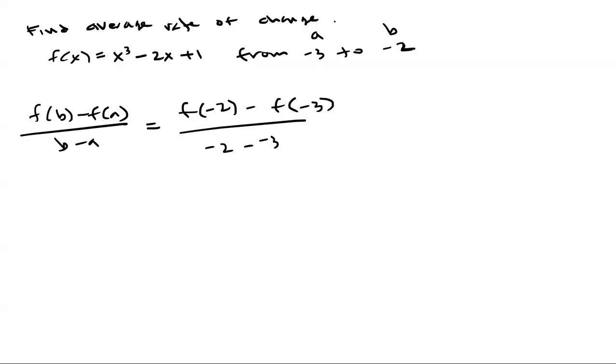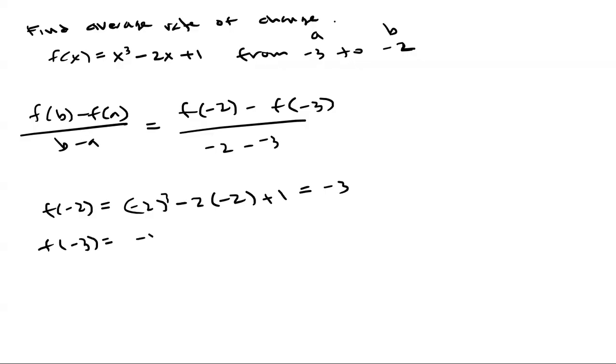Okay, so let's go ahead and plug this information in. So we have f of negative 2, so that'll be negative 2 cubed minus 2 times negative 2 plus 1. So when we put that in the calculator, we should get negative 3. Then we have f of negative 3, which will be negative 3 cubed minus 2 times negative 3 plus 1. So if we put that in the calculator, we get negative 20. Okay, so we just plug that information in. So f of negative 2 is negative 3 minus f of negative 3, which is negative 20.